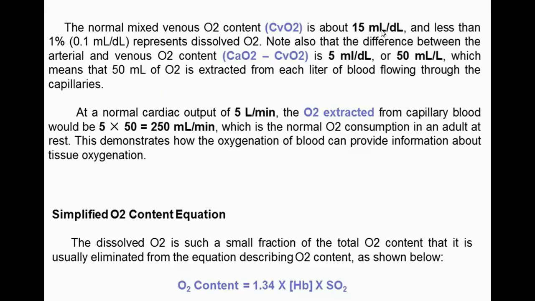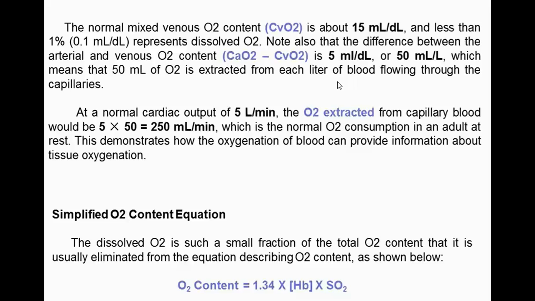So the difference between the arterial and the venous, where did it go? It went to the tissues, so it is taken up by the tissues. The difference between the oxygen content of the arterial and the venous is what's taken up by the tissues. 20 minus 15 will be 5 milliliter per deciliter, or in terms of liter, 50 milliliter per liter. This means that 50 milliliter of oxygen is extracted from each liter of blood flowing through the capillaries. We have a normal cardiac output of about 5 liters per minute.